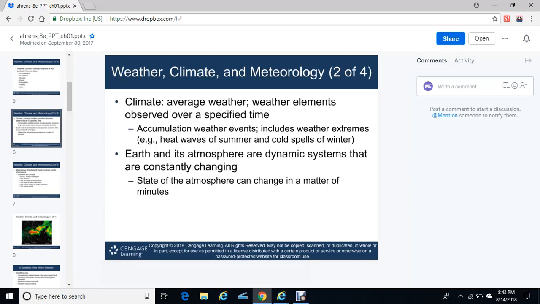Climate, on the other hand, is the average weather that we'd expect. A great way to remember the difference between weather and climate: weather is what you get, climate is what you expect.